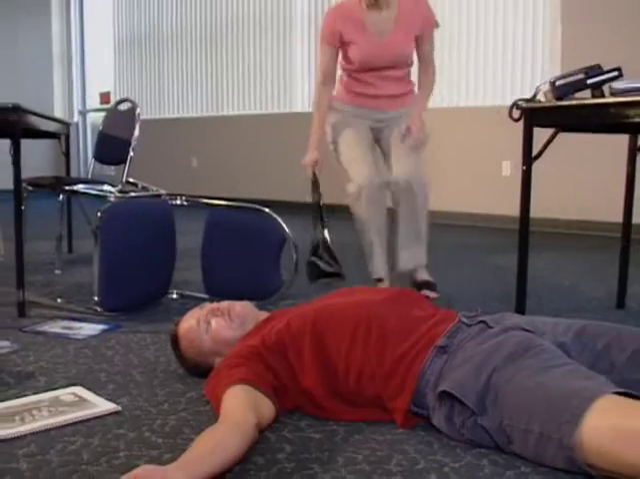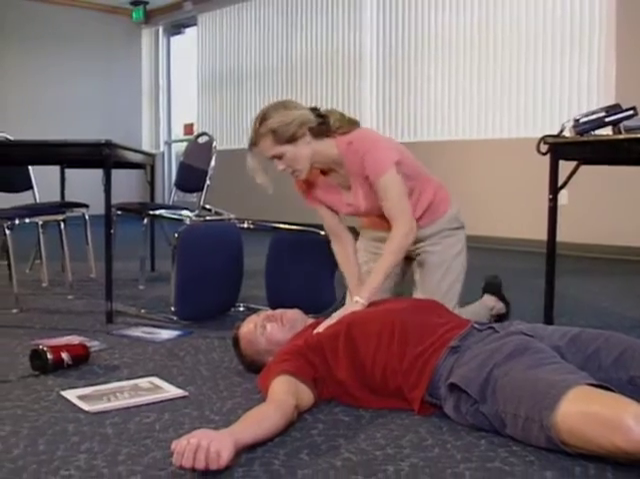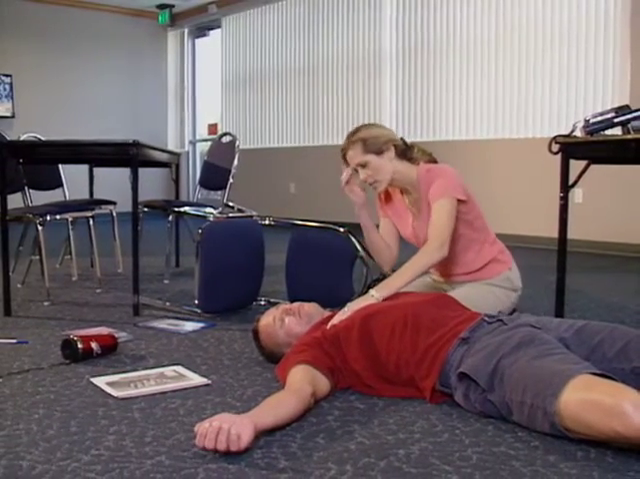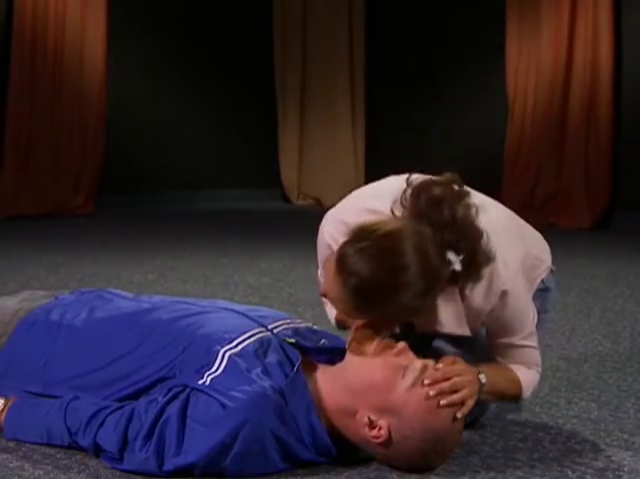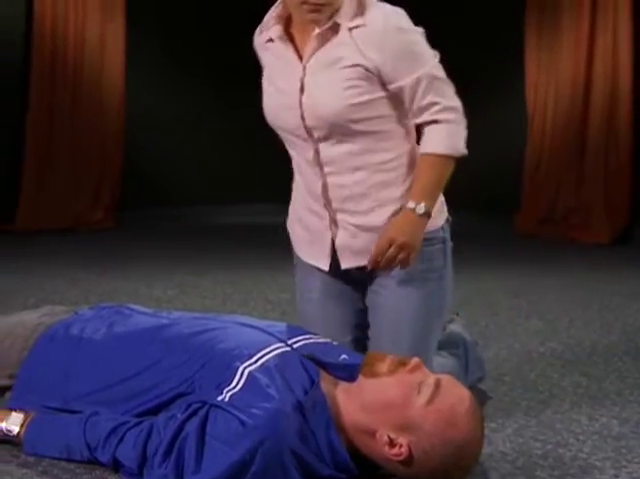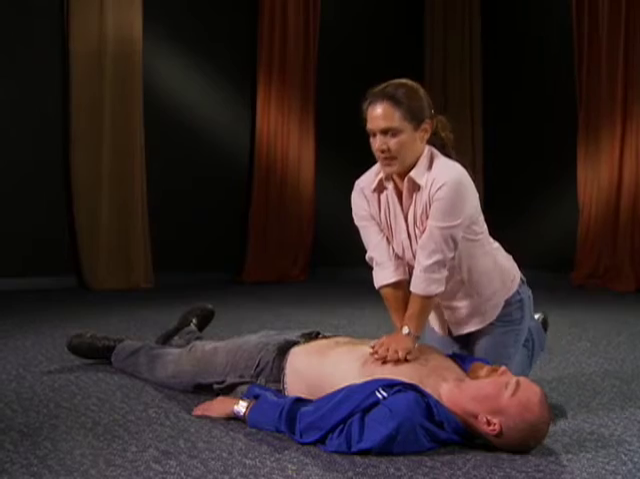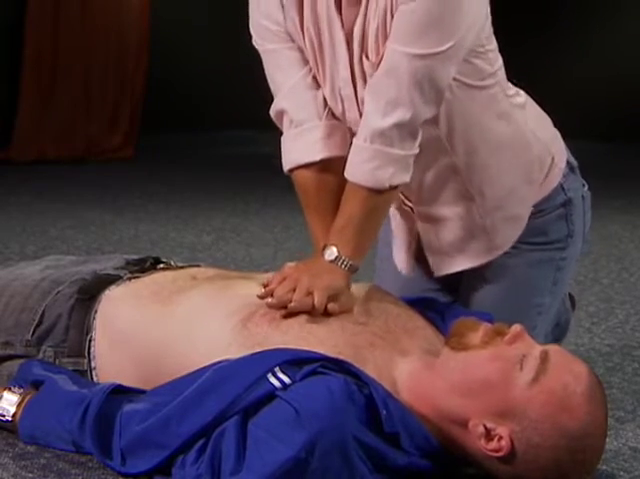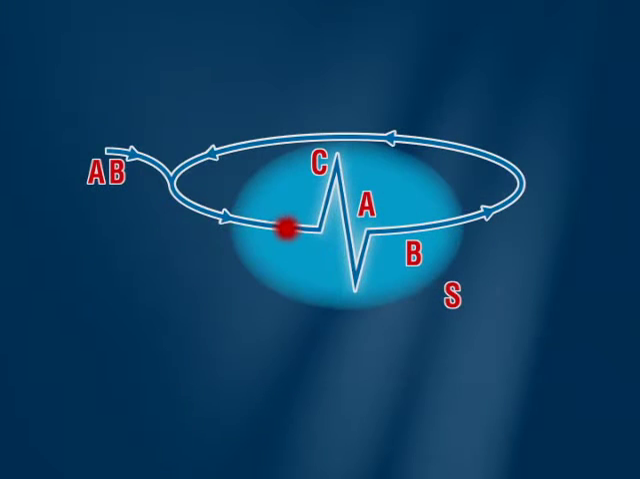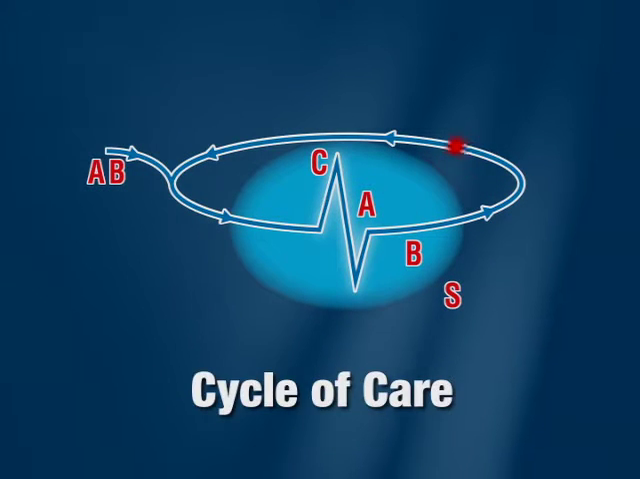Using the memory word ABCABS, the cycle of care speaks directly to a pathway of priorities for emergency care. By learning the memory word ABCABS, you'll know what to do first, second, third, and so on when a person with a life-threatening illness or injury needs your assistance. You'll practice using the memory word ABCABS in a cycle of care as you learn emergency first response skills.